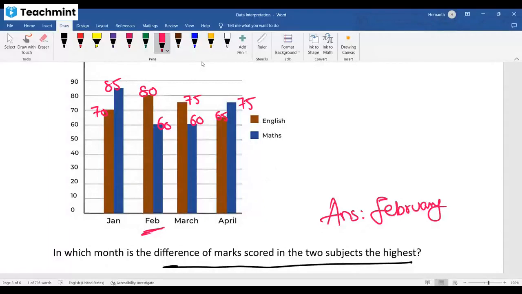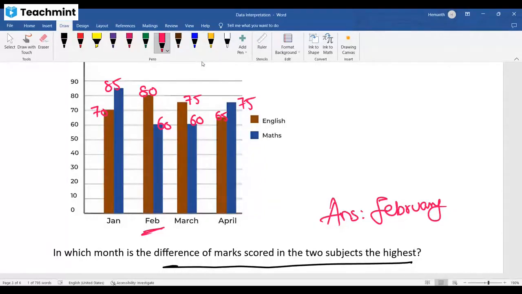They may add some conditions sometimes. The maximum difference, but English should be more than maths, or maths should be more than English. Then we have to be worried and check. This is the question where English is more than maths, and the difference is 20. If they ask for the maximum difference but maths is more than English, that means January is there. Only January.